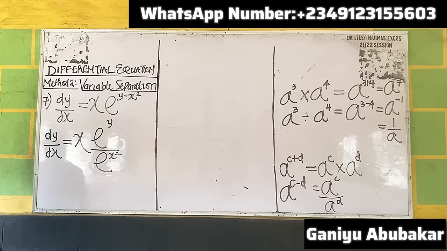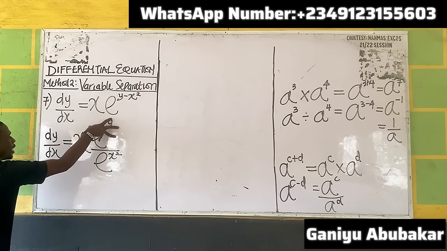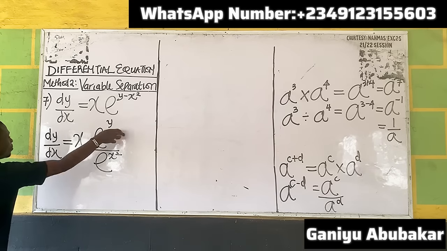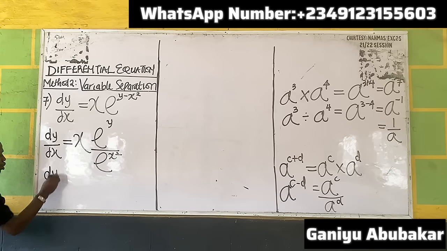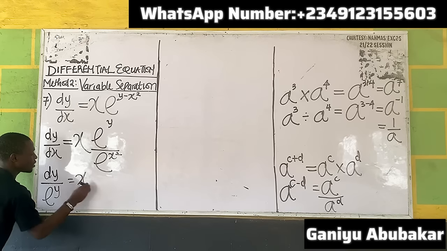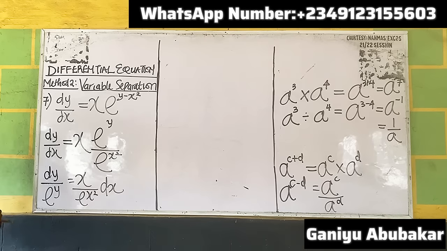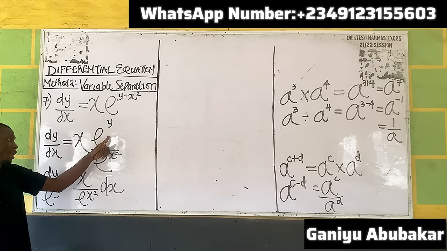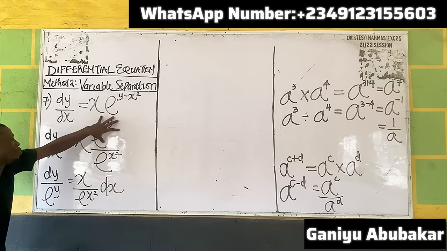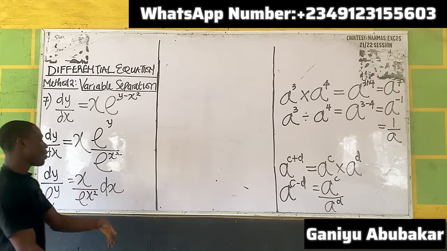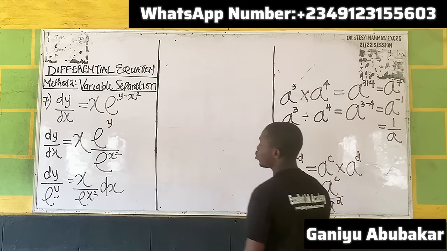Next task here, let's bring the terms having y with dy, and the terms having x with dx. Bring this exponential y down here. That gives you dy over exponential y is equal to, taking this one to the other side, x all over exponential x squared dx. The x comes to the right side, the exponential y comes down here. I'm at this junction. Your next task is to integrate through.